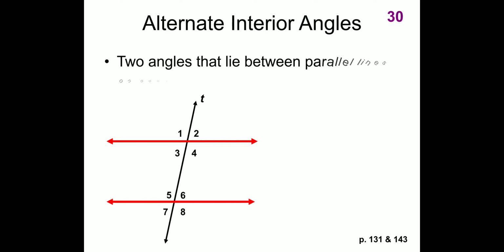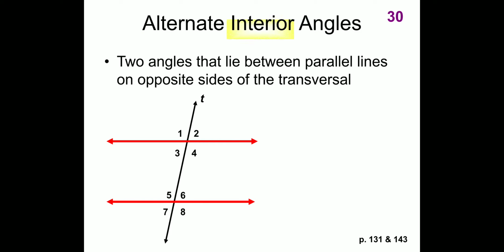Now alternate interior angles. These are two angles that lie between parallel lines on opposite sides of the transversal. Interior means inside of something. So 3, 4, 5 and 6 are in the interior position. This is our interior part, and it is between the parallel lines. You can see the parallel lines and the angles are between them. So we will remove the others, and you can see these are only the interior angles.